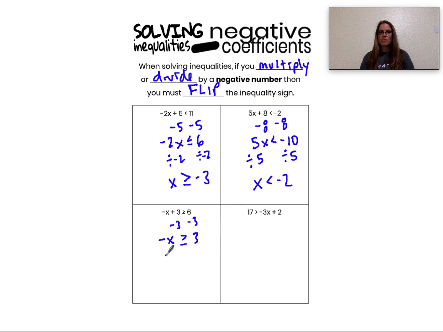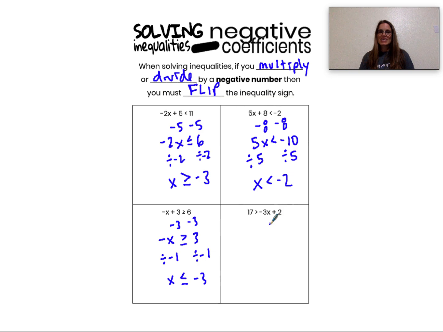I need to remember what my invisible coefficient is here. My invisible coefficient is negative 1. That means in order to isolate x, I need to divide both sides of my inequality by negative 1. Negative x divided by negative 1 leaves me with positive x. And now since I'm dividing by a negative, I need to flip my inequality to x is less than or equal to 3 divided by negative 1, which is negative 3.